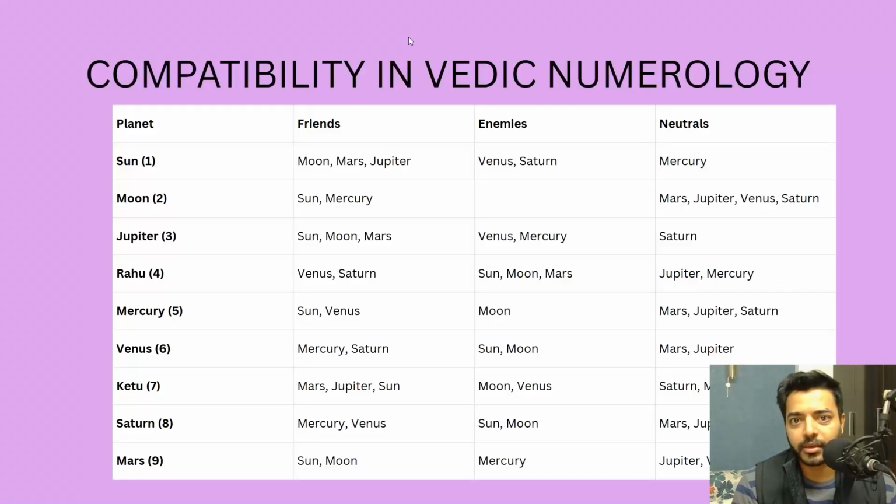There is Moolank, and then the Bhagyank and the Namank, right? These are the only three core numbers that we will be using in Vedic numerology. Everything else comes from Chaldean numerology and Pythagorean numerology, which you will need to integrate together to be able to give better interpretations for your customers or clients.